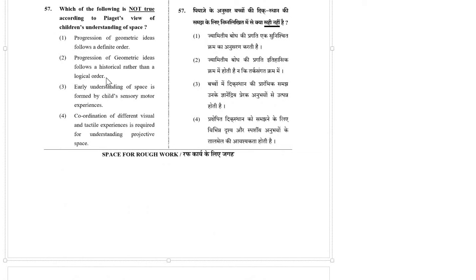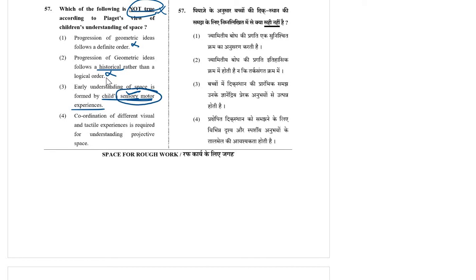Next, 57th question. Which of the following is not true according to Piaget's view? Geometric order is in definite order. No. Follows a historical rather than logical order. They are not following a historical order. Piaget does not encourage this point. Early understanding of space is formed by the child's sensory motor experience. This is correct. In the early stage they learn through sensory motor. Visual tactile record understanding of projective space. This is also not correct. The answer is the third one.